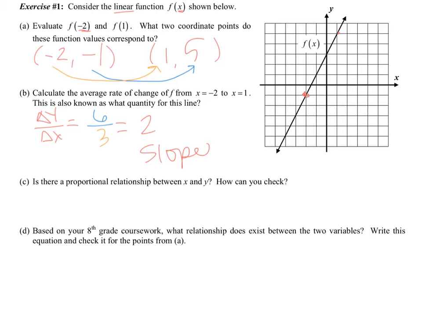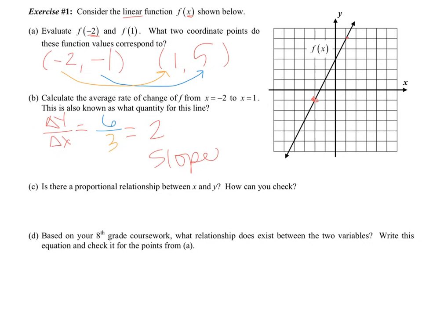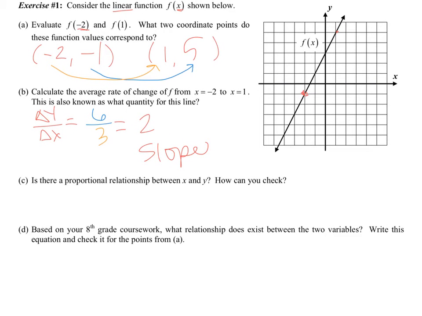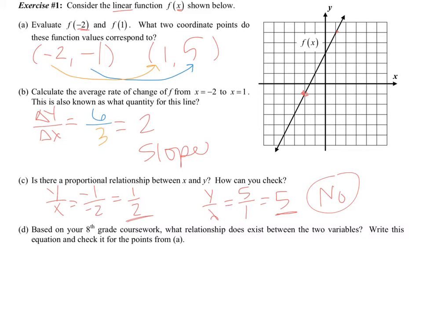Letter C is a different type of question, though. It's not talking about slope. It's talking about a proportional relationship. So y over x, is it the same? Let's look at the first coordinate point of (negative 2, negative 1). So negative 1 over negative 2 is 1/2. And the other one, y over x, is 5 over 1, which is 5. Do these have a proportional relationship? No, they don't, because 5 and 1/2 are not the same.